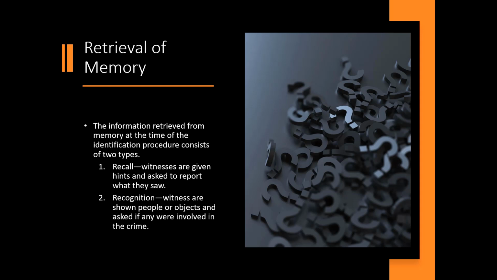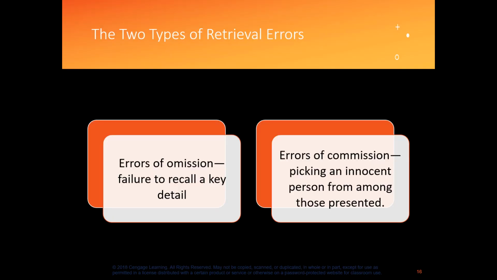So there's recall and recognition, where you're shown people or objects and asked if this is the one. So one is I can say, who was it? And the other one I can say is, is this the one? So retrieval can lead to two broad errors. You can omit details. Oh yeah, I forgot.